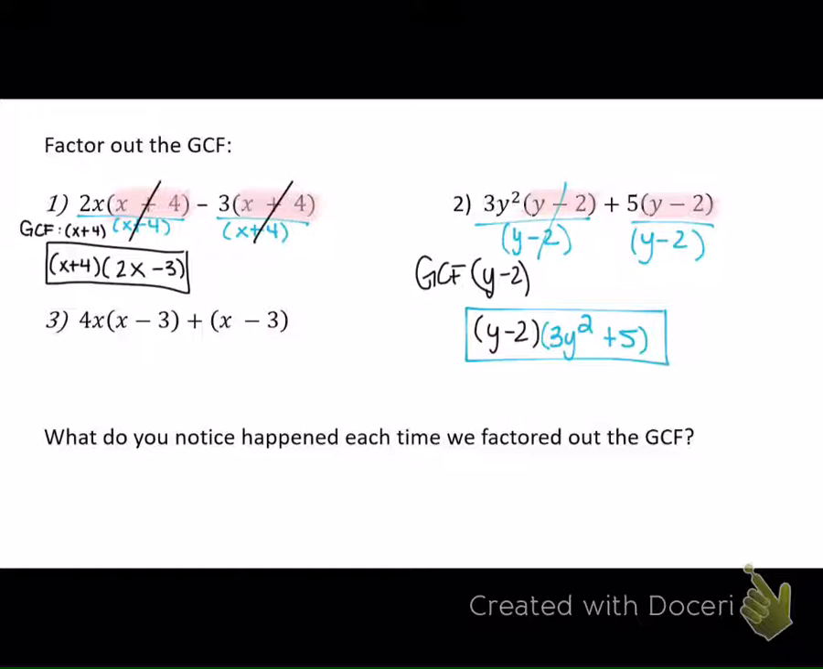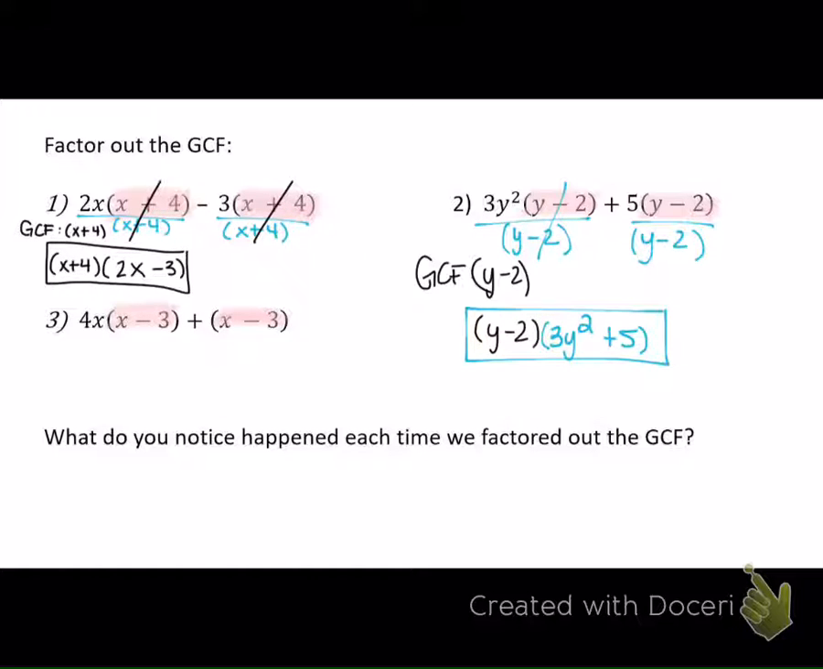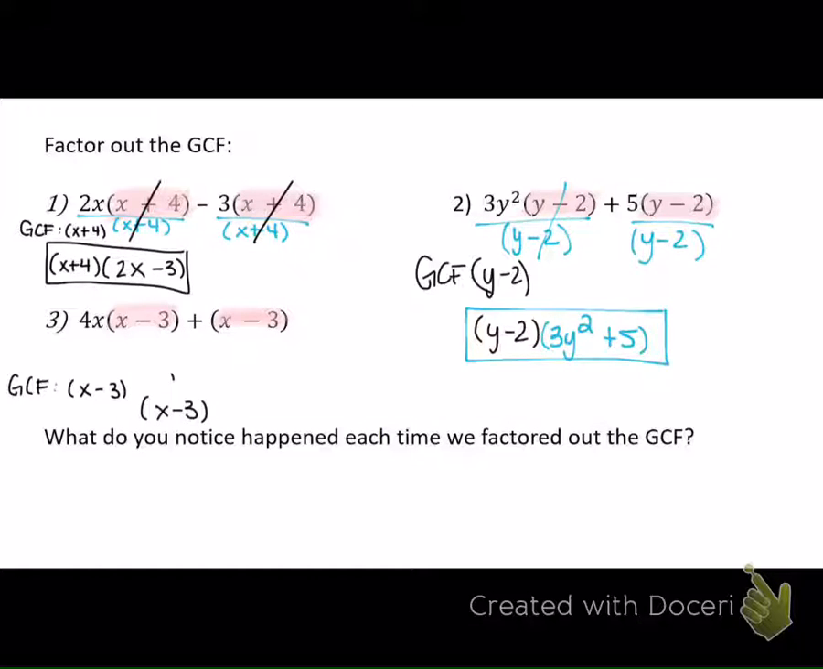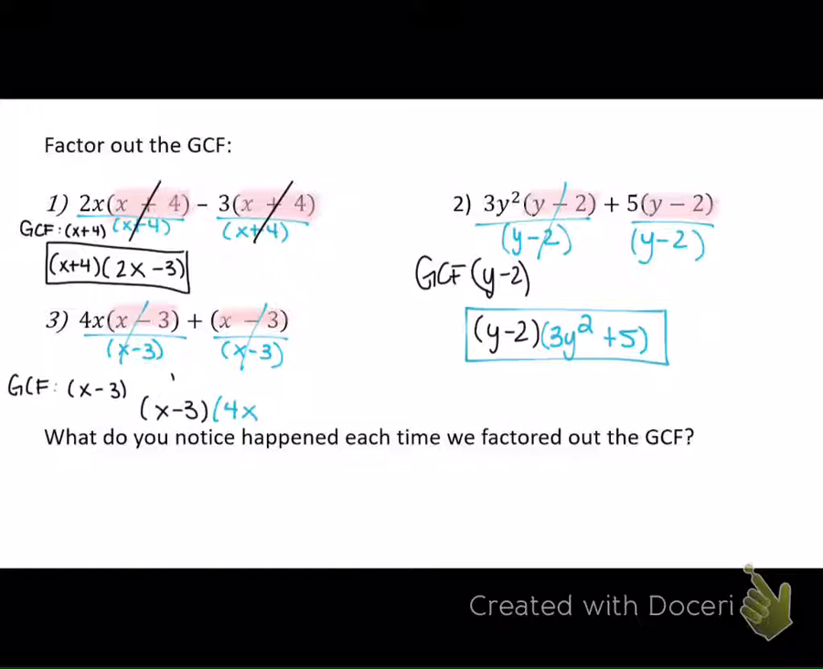All right, so Grace, what is the GCF of number 3? I heard it barely. So the GCF is x minus 3. So that goes out front. Okay, why are you talking? Stop. Jana, what would the first term be if we divide by x minus 3? 4x. What would, Justin, the second term be if we divide by x minus 3?